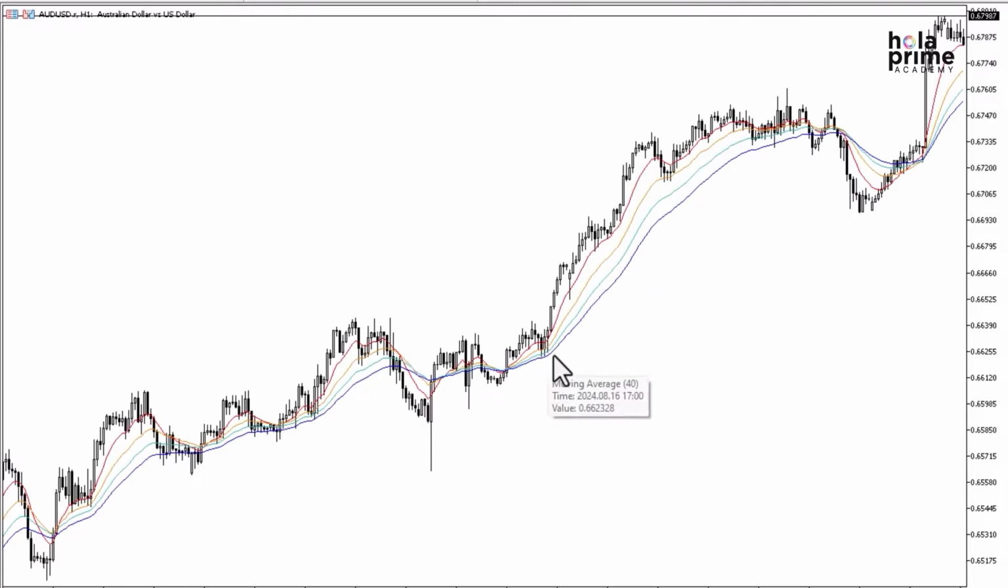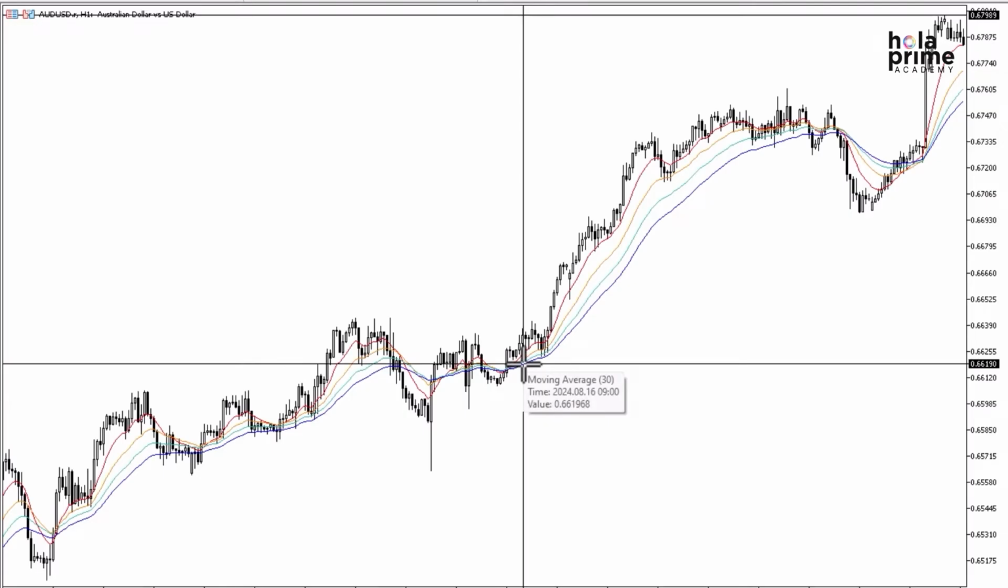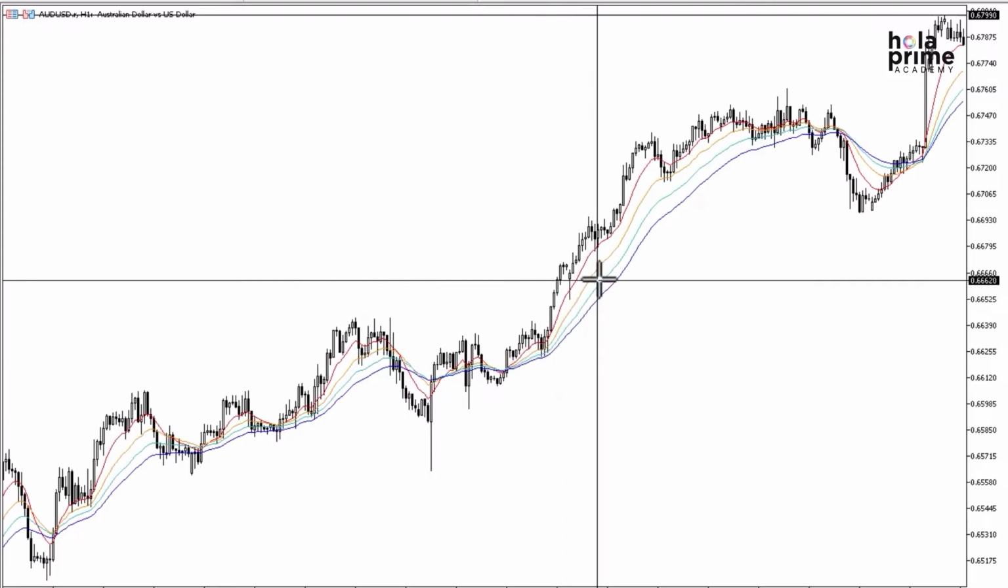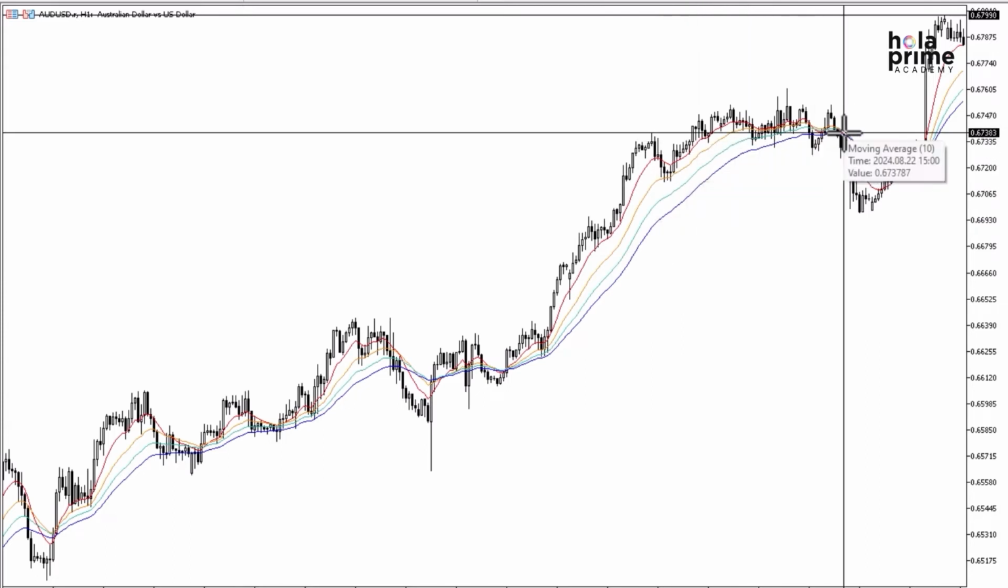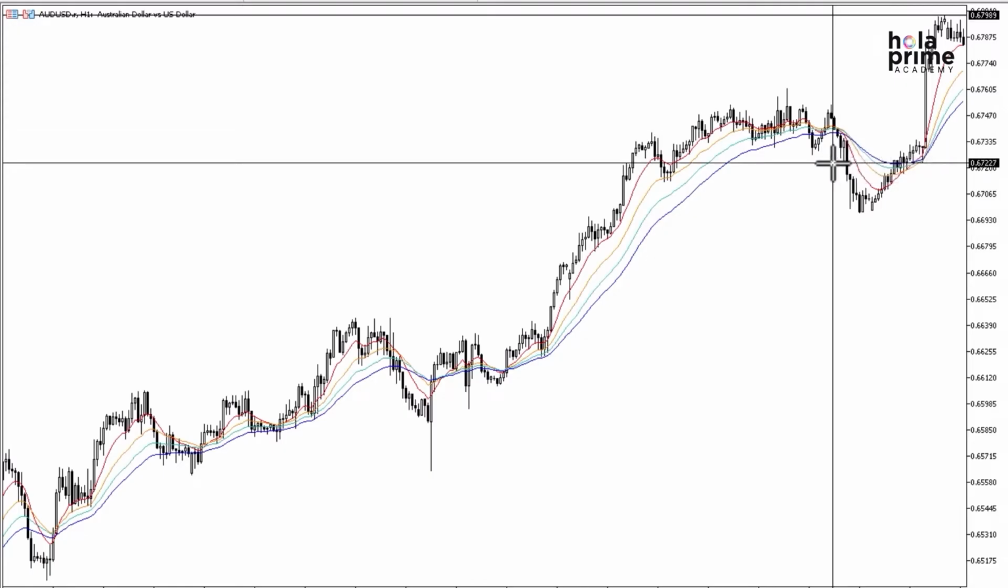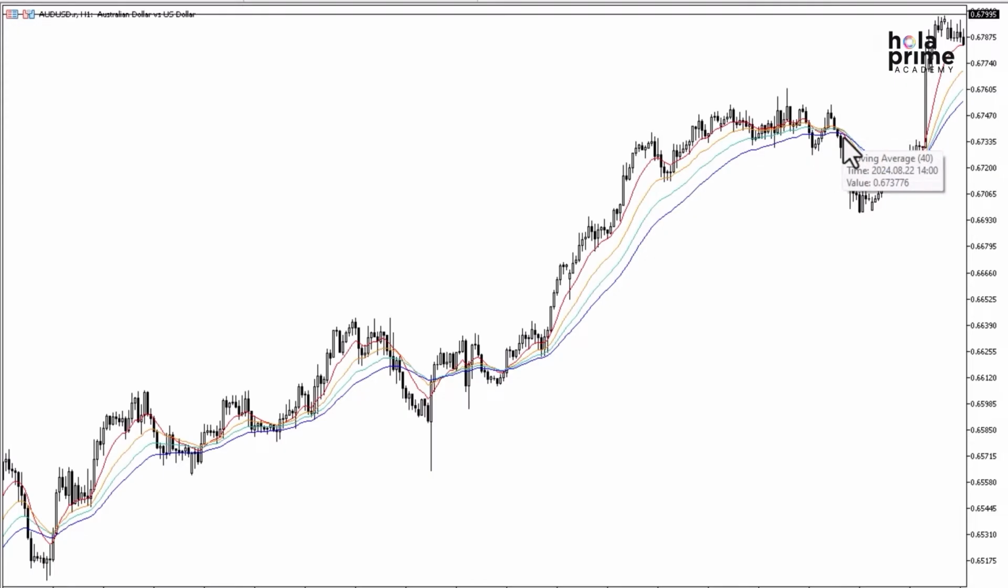So the Australian dollar started to give you a signal at 0.6619 or so, and over time you started to see these moving averages spread out quite nicely. At 0.6738, the 10 exponential moving average finally crossed below the 40 exponential moving average. So you can see that it kept you in the market for quite some time, and basically you just let the moving averages tell you when it was time to get out.